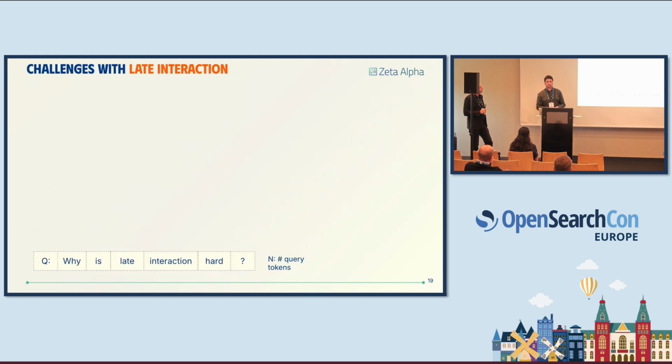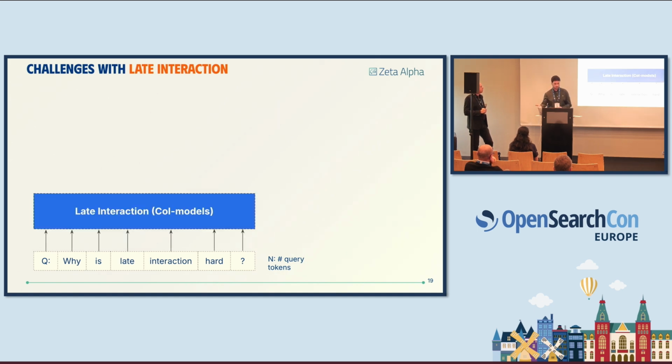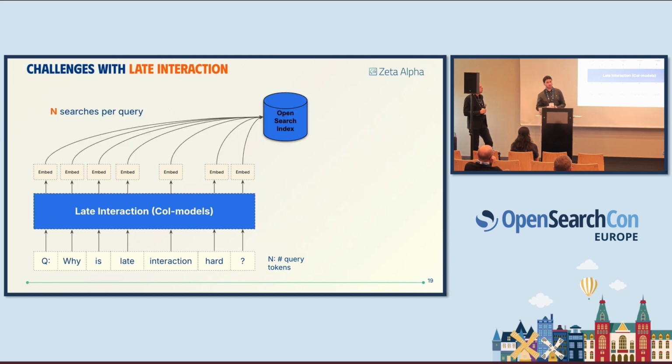But when it comes to late interaction, we have some challenges. So here's our query. Why is late interaction hard? First of all, you embed the query, but now you have n query tokens, which means you have n embeddings. Now you have to do n searches per query embedding instead of just doing one per query. So this basically multiplies your queries by the query length.